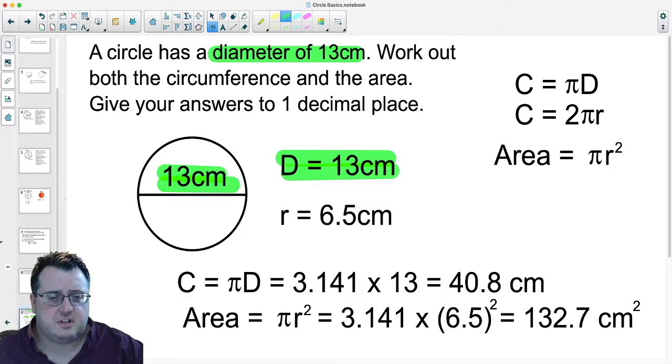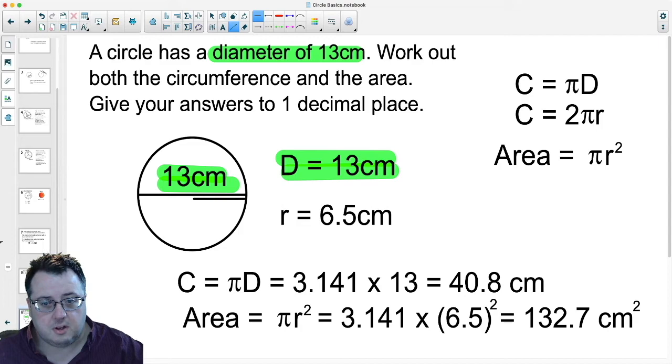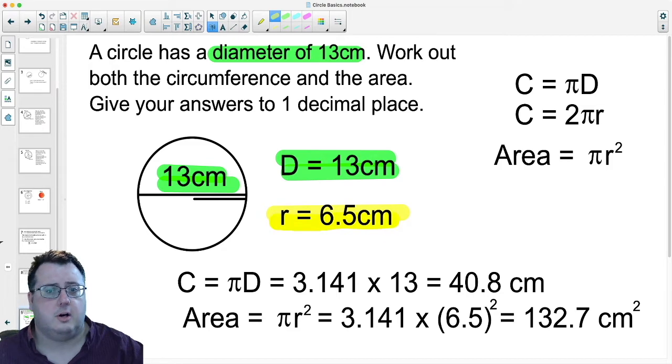If the diameter is 13, my radius, because it's from the center to one edge, that's going to be 6.5, or half of 13. Okay, should be very straightforward as to why that's the case. You're literally halving the diameter to get your radius.